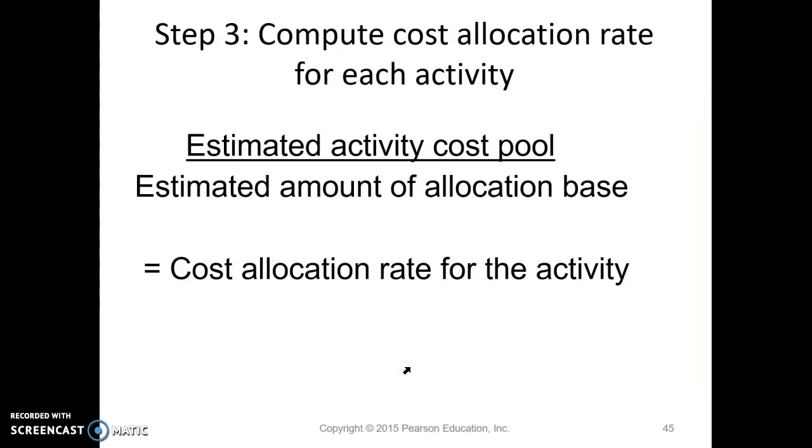And then we can compute the allocation rate for the activity. So we take the estimated activity cost pool, the total estimated costs for that activity, and divide it by that specific allocation base. So then we have an allocation rate for the activity.